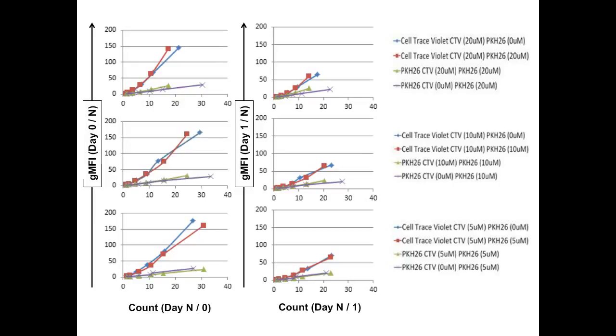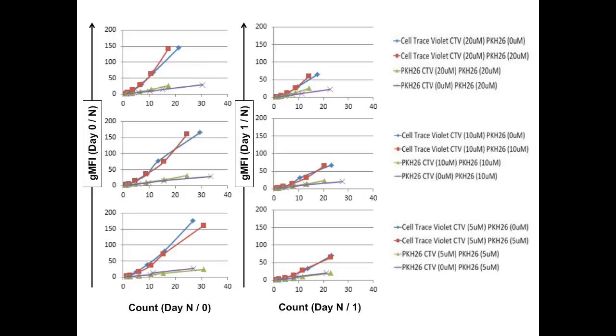So we're seeing a lot more dye loss than we are increase in cell number. And that was true for both the blue line, the cell trace only, as well as the red line, which is cell trace violet, also staying with PKH26, and for the green one, which is cell trace violet and PKH26. The one exception is the purple line there. In that case, we've got just the PKH26 staining.